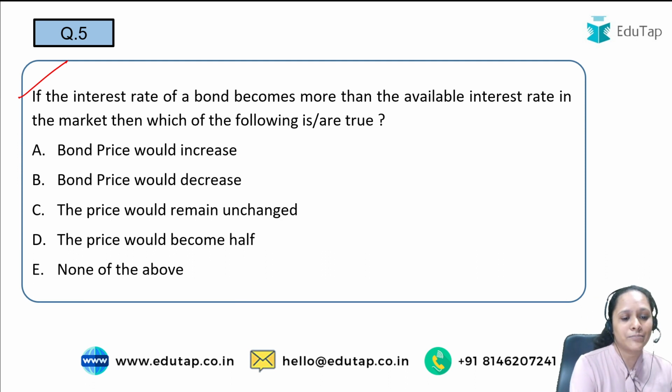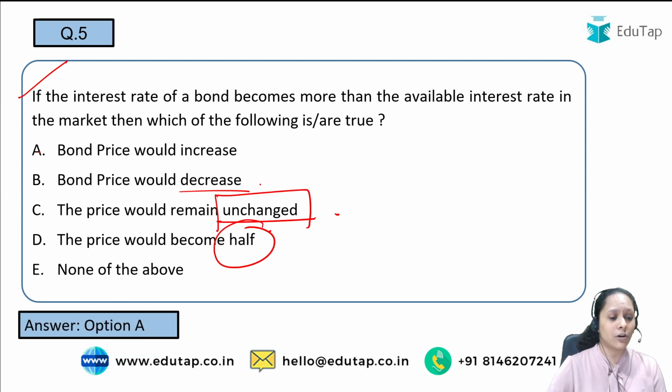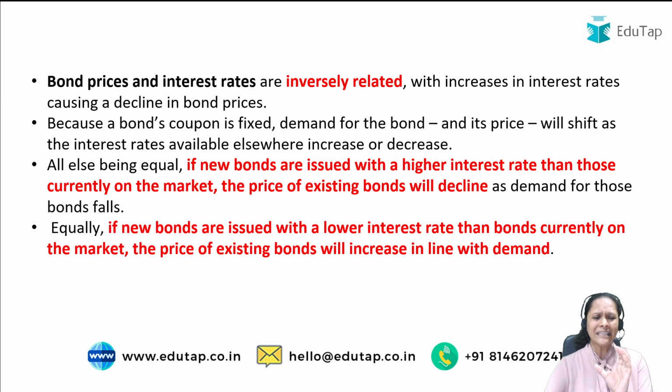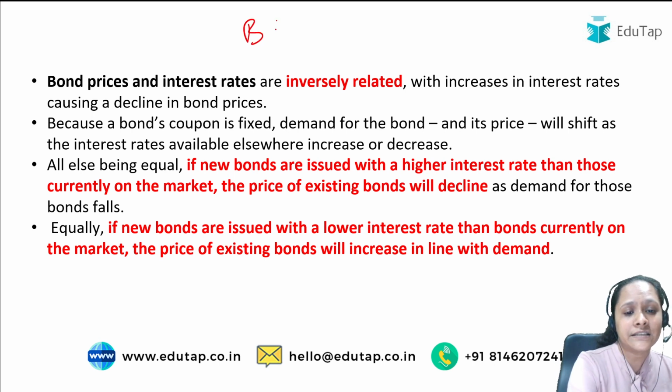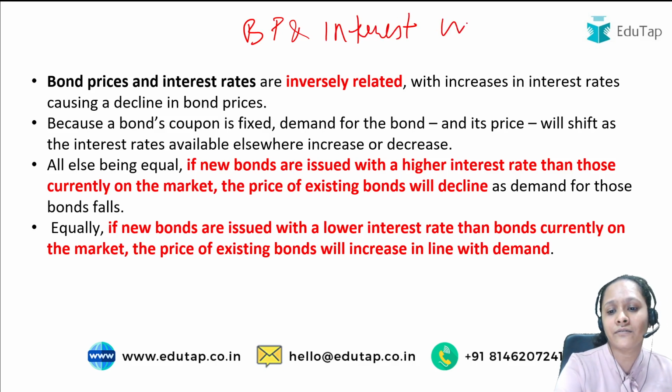The option says the price of the bond would increase. Second option says the price of the bond would decrease. The third option says that the price of the bond remain unchanged. The fourth option says the price of the bond becomes half, and none of the above. The correct answer to the question is option A. The price of the bond would increase. Now, let us understand why bond prices and the interest rate in the market are inversely related.